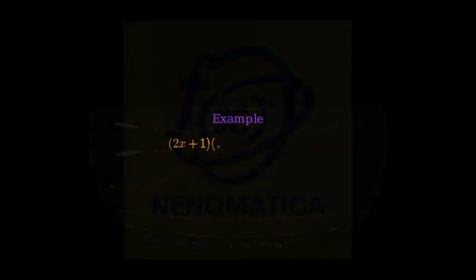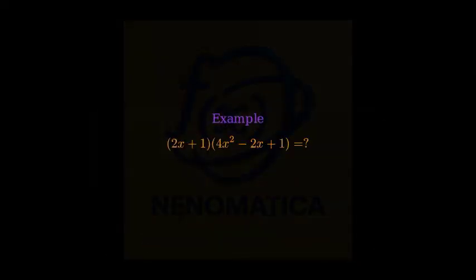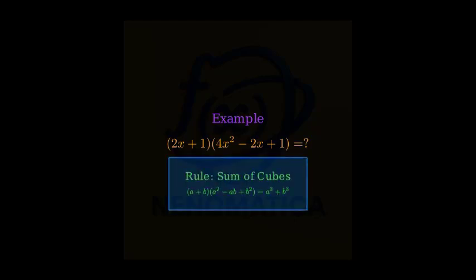We need to multiply the expression 2x plus 1, multiplied by 4x squared minus 2x plus 1. We can apply the sum of cubes identity, where a equals 2x and b equals 1. Let's substitute these values into our formula. We have a plus b, which is 2x plus 1, multiplied by a squared minus ab plus b squared.